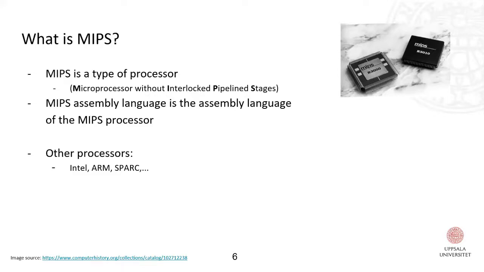You should know that besides MIPS, there are other types of processors, for example Intel, ARM, Sparc, etc. They differ from MIPS in terms of their execution speed and efficiency, their price, where they are used, and so on. MIPS is usually taught in computer architecture lectures because of the simplicity of its assembly language.